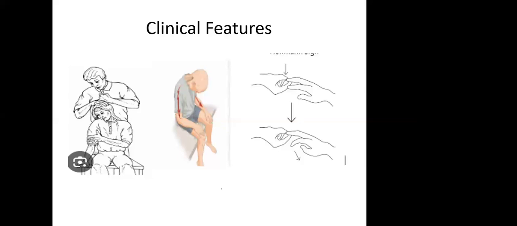And then the Lhermitte sign, which is usually where a patient flexes the neck, and then the pain radiates down the spine and into the arm. And then the Hoffmann sign, where the patient's middle finger is stroked, and then there's flexion, which is shown in that direction of the thumb on the affected side.